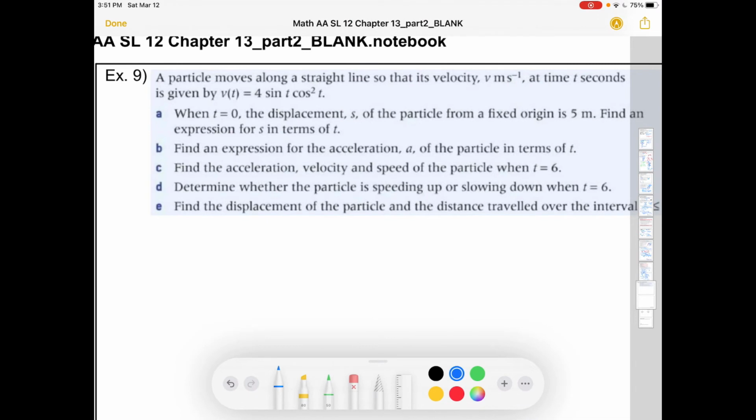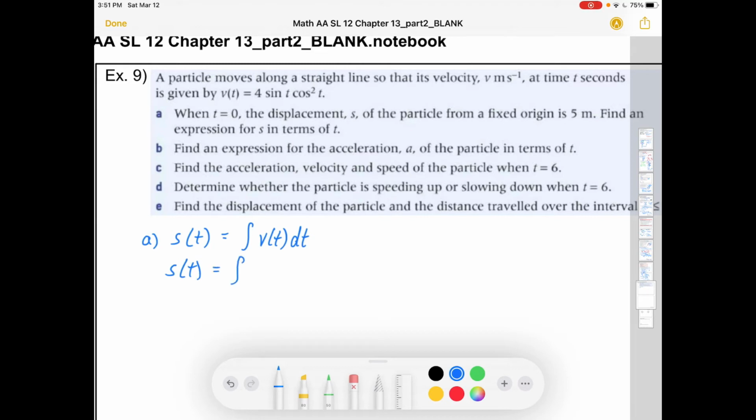Okay, one last one. We've got a particle that moves in a straight line. The velocity function's given in this case. And in part A, they say when t equals 0, the displacement of the particle from a fixed origin is 5 meters. Find an expression for s in terms of t. So, if we were to differentiate down from s, we'd get velocity. If you want to go from velocity to position, then that means that we've got to integrate our way up.